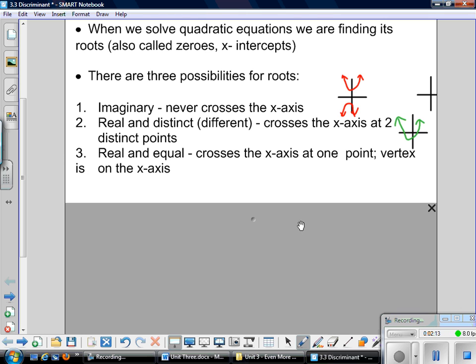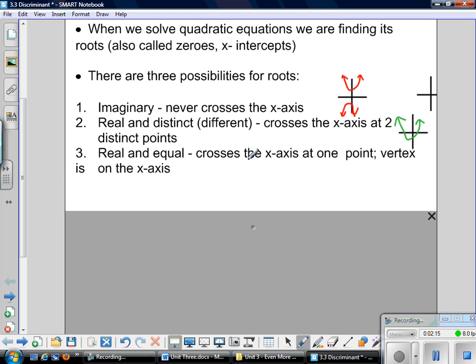And the other kind is what we call real and equal. So in other words, it crosses the x-axis at 1 point. So really what it's saying is the vertex is right on the x-axis. So it just means the vertex just touches it at one place, so its vertex is there. Okay, so again, it can open down, it can open up, but what happens is its vertex is just on the x-axis, just in one spot there.